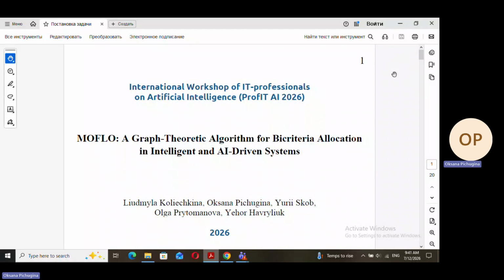Hello, dear colleagues. My name is Oksana Pichugina, and today I'm presenting our paper, MoFlow, a graph theoretic algorithm for bi-criteria allocation in intelligent and AI-driven systems, prepared in collaboration with my colleagues. We study how to allocate system components while combining high efficiency with low security risk.